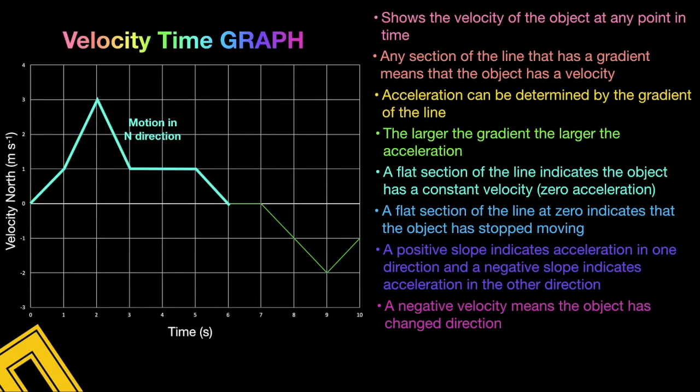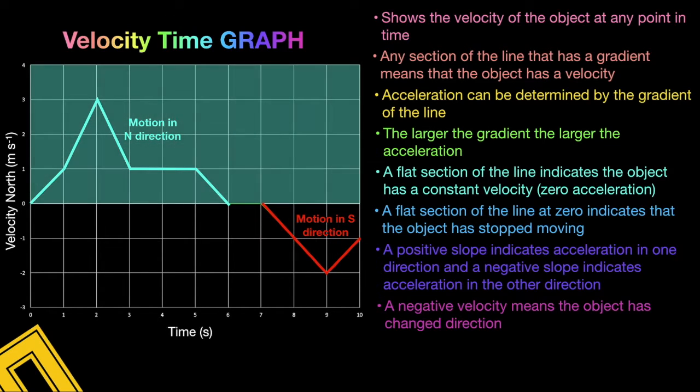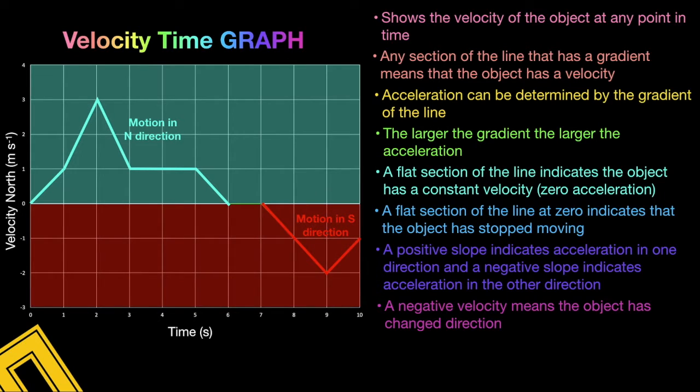So this motion in the teal is in the north direction, the red is in the south direction. In fact, anything above the x-axis, or the 0 point on the x-axis, is going in the north direction. Anything below that is headed in the south direction. It's not south of the origin or north of the origin, it's just the direction that the velocity is moving.